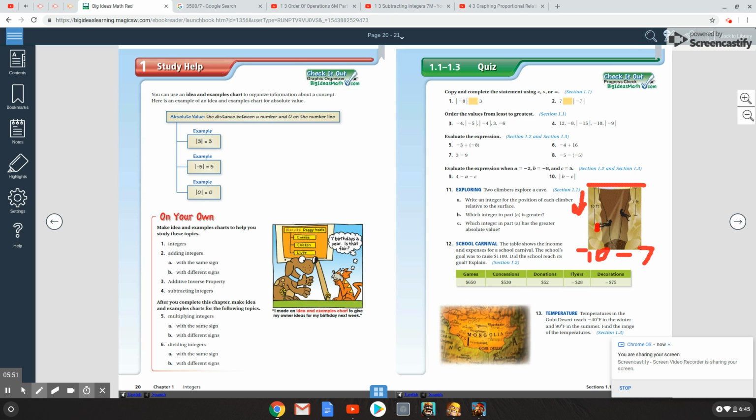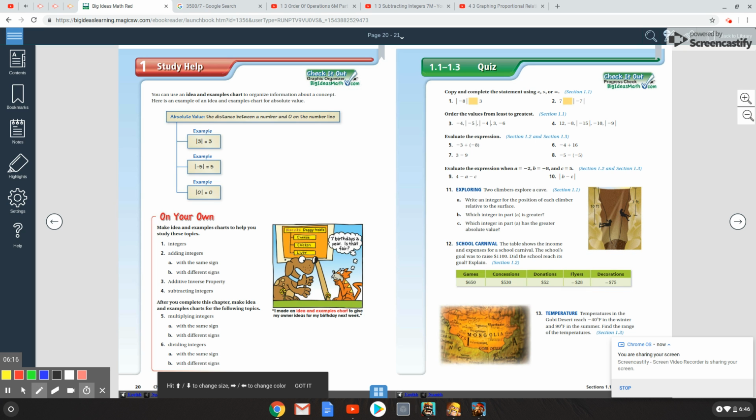Now, which person in part A is greater? Well, she's higher, so she would be greater. And then, which integer in part A has the greatest absolute value? When we put this in absolute value, the absolute value of negative 10 is 10, absolute value of negative 7 is 7. So actually 10 would be greater. So in absolute value terms, this diver would win. Okay, quick question, quick answer.